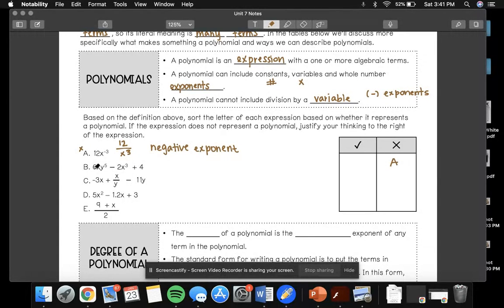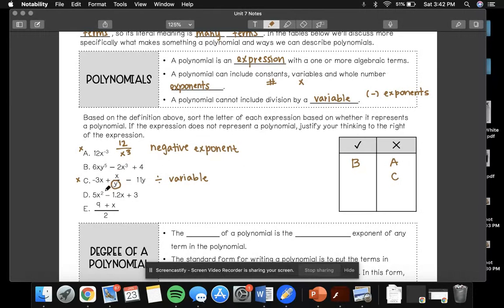Okay. B, we have 6xy to the fifth minus 2x to the third plus 4. We just have a bunch of math problems. They include numbers, variables, and whole number exponents. So this would be a polynomial, many-parted expression. All right, number C, we have negative 3x plus x divided by y minus 11y. And so right here, I see a fraction. And in that fraction, in that denominator, we're dividing by a variable, which makes this not a polynomial. So C is also not a polynomial, and that would be because we are dividing by a variable.